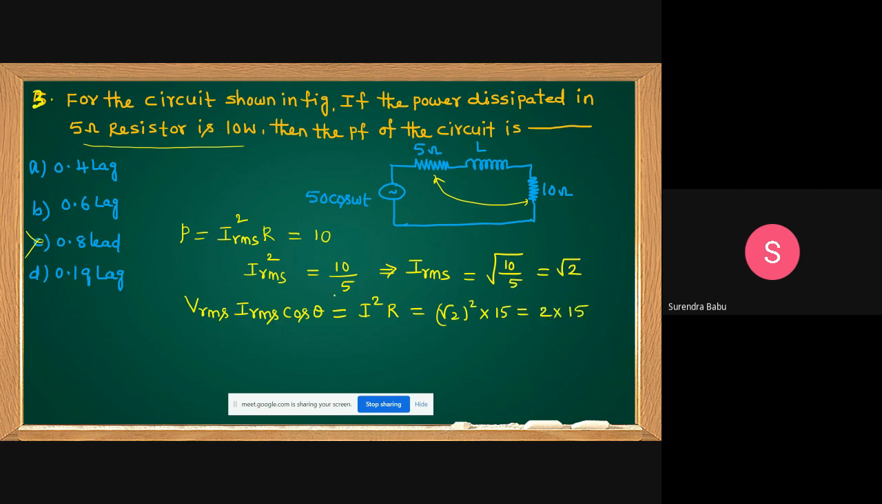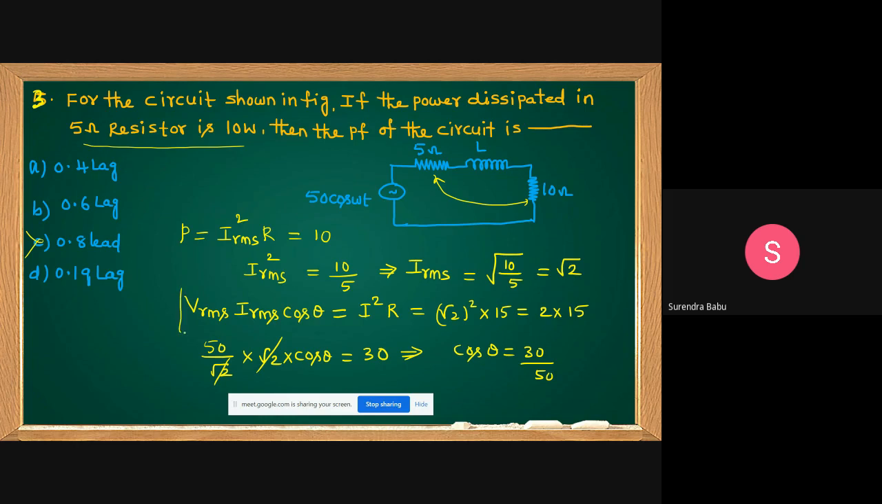But what is the VRMS? 50 by root 2. For this total circuit I am applying, what is IRMS? We just calculated root 2. Cos theta is equal to 30. Then root 2 cancels. What is the cos theta? Cos theta equals 30 by 50.